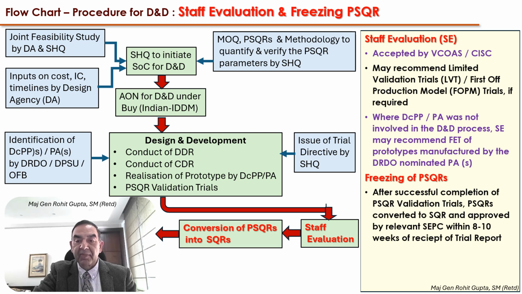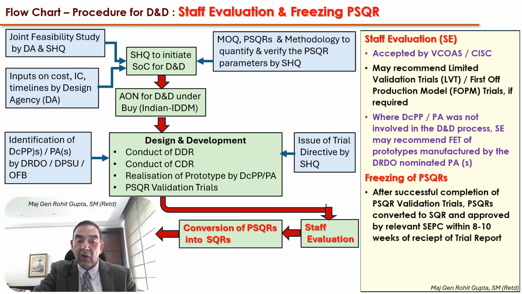Where the development cum production partner, or the production agency, was not involved in the design and development process, a highly undesirable situation, but suppose it happens, then the staff evaluation may recommend the field evaluation trials of the prototype manufactured by the DRDO nominated production agency. That means you have gone into a successive series of trials.